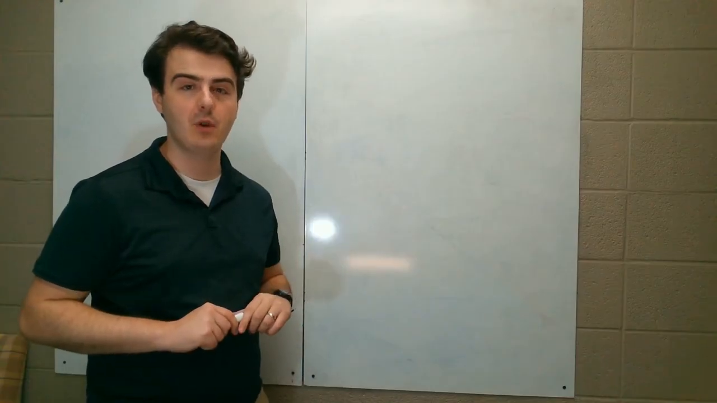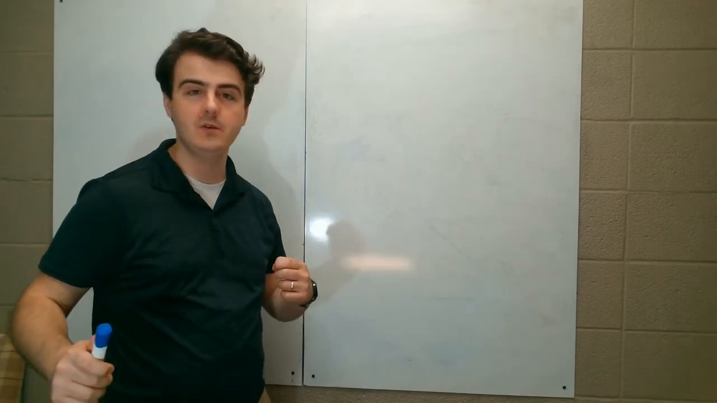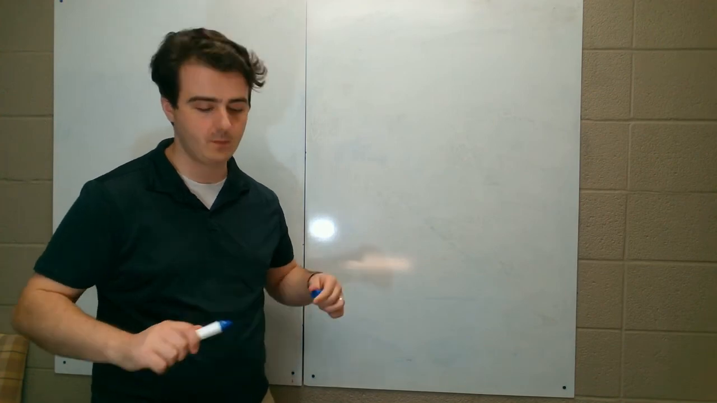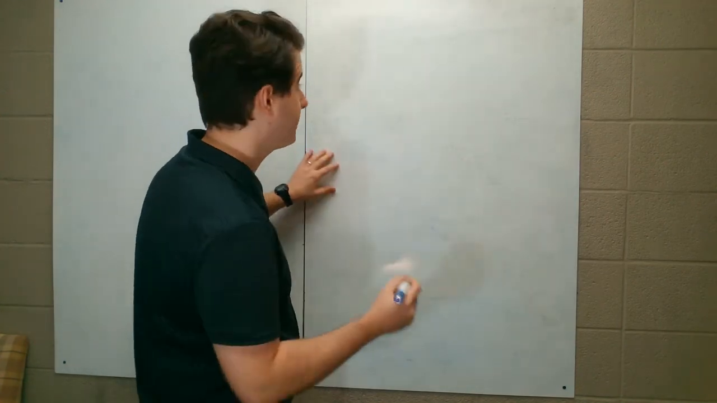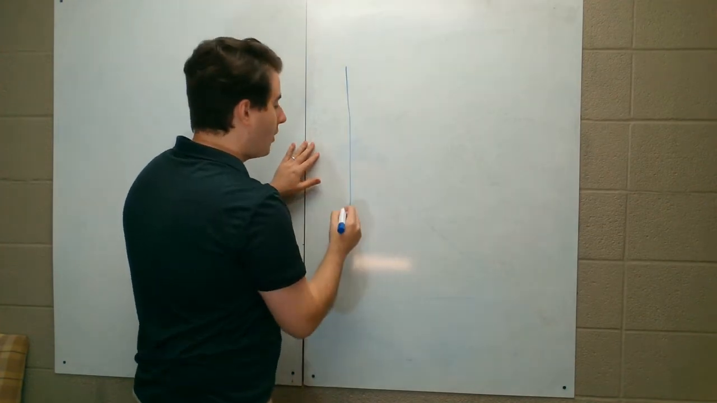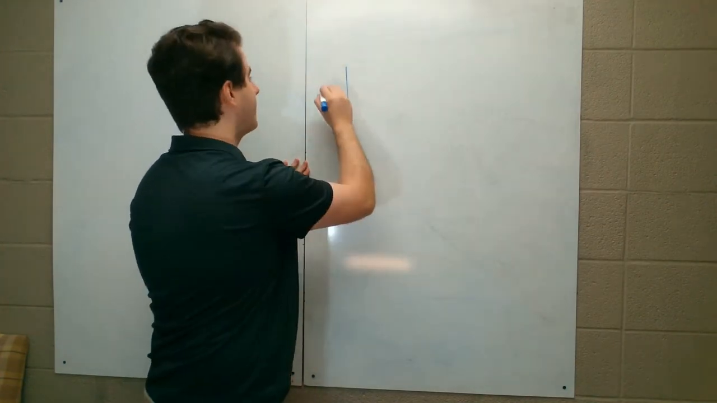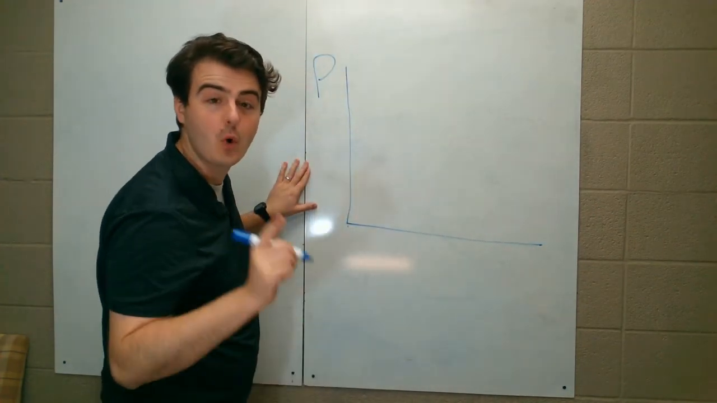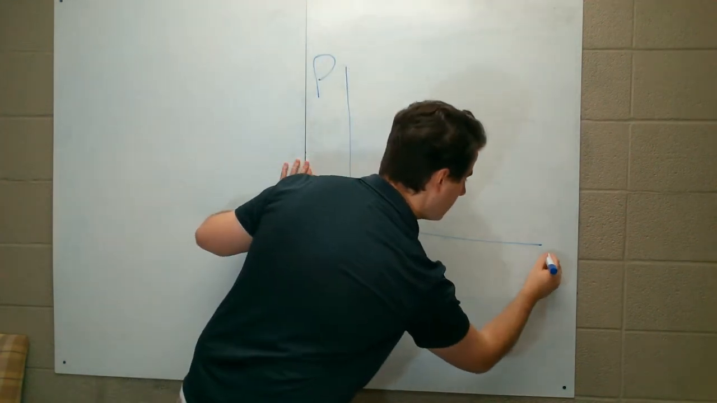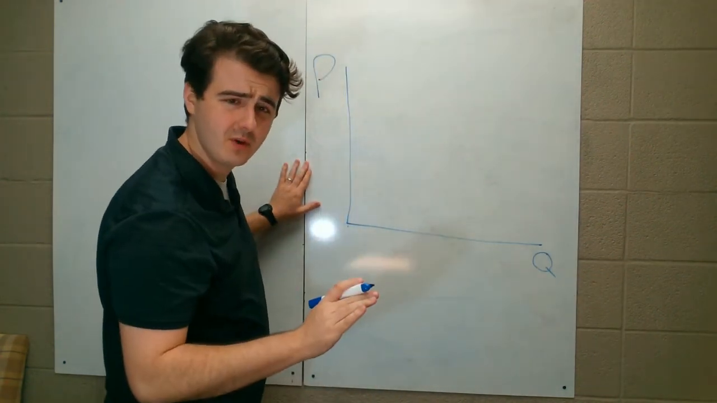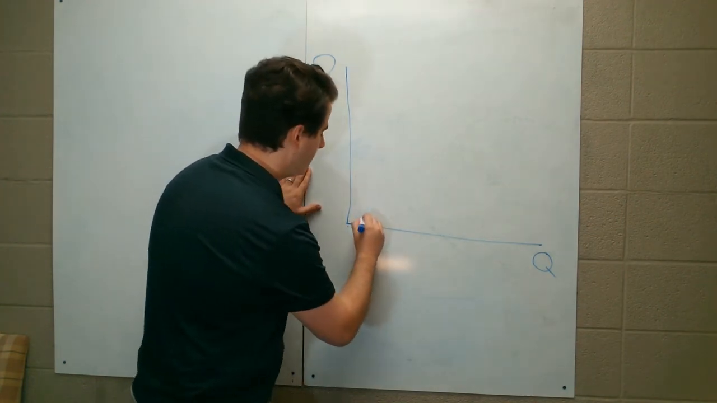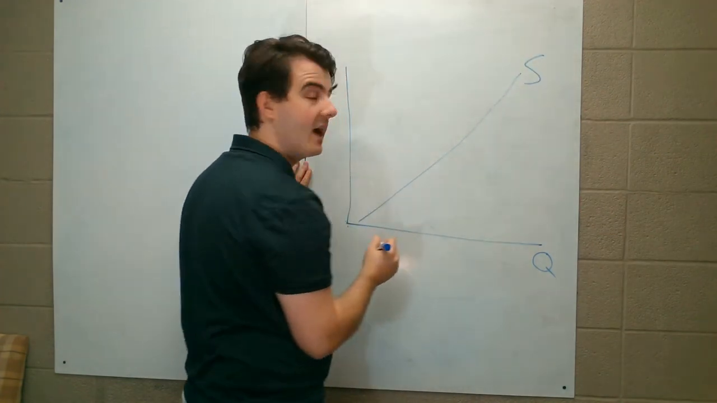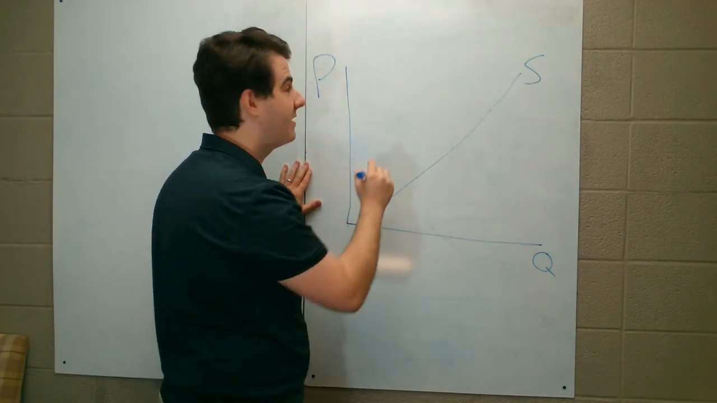So, now that you all understand what can shift supply and demand, let's look at what it might look like on our supply and demand diagram, our supply and demand model. To start, as always, we need price on the y-axis. On the x-axis, we need quantity. We'll start with very simple stuff for now, so we'll just have a nice upward sloping supply curve and a nice downward sloping demand curve.